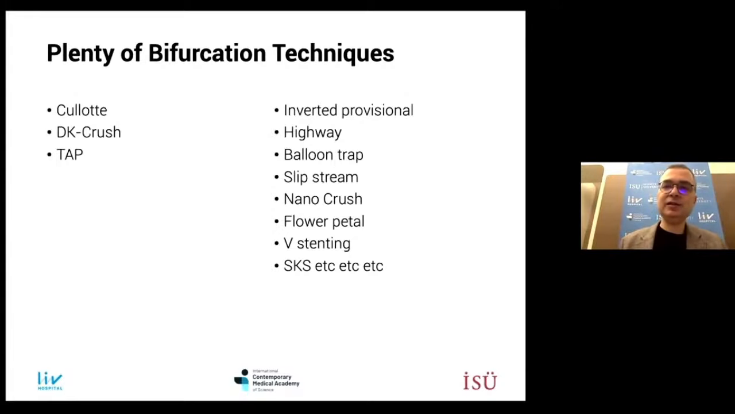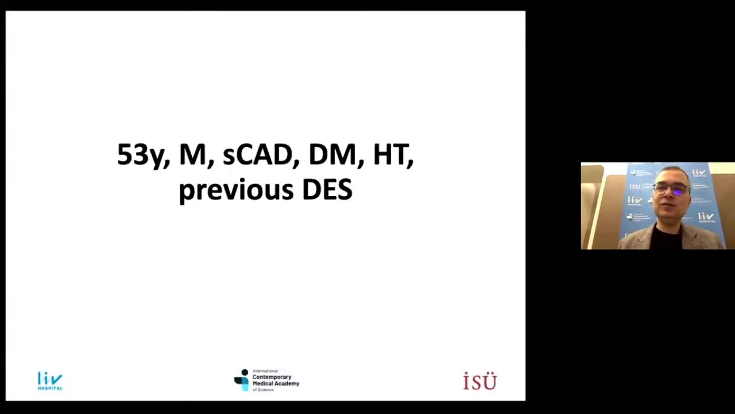The mostly known ones are the culotte, the DK crush, the TAP stenting, but we also have some less known techniques: the inverted provisional, the highway technique, which was invented by me in 2009, the balloon trap, the slipstream, nano crush, flower petal, V stenting or simultaneous kissing stenting. It's a long list. But in my opinion, these three techniques and the provisional technique will be enough for you to treat maybe most of your patients.